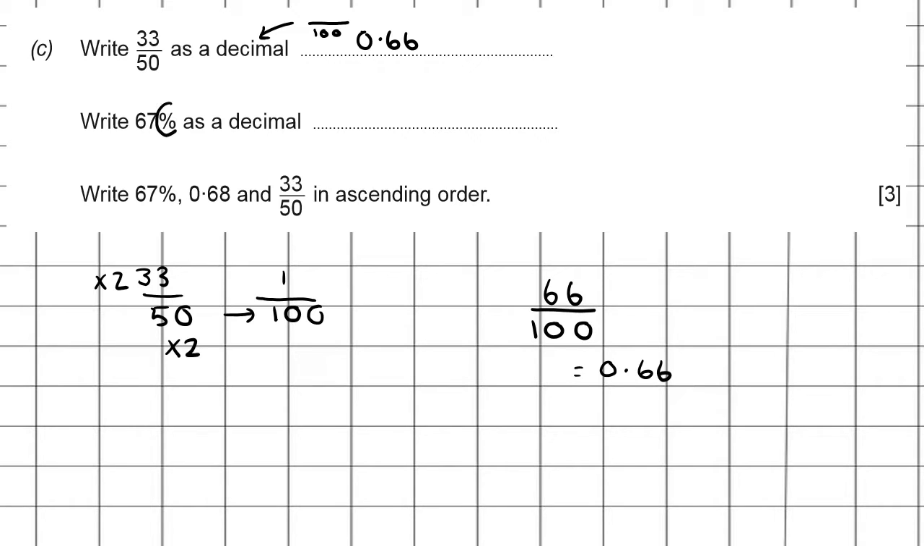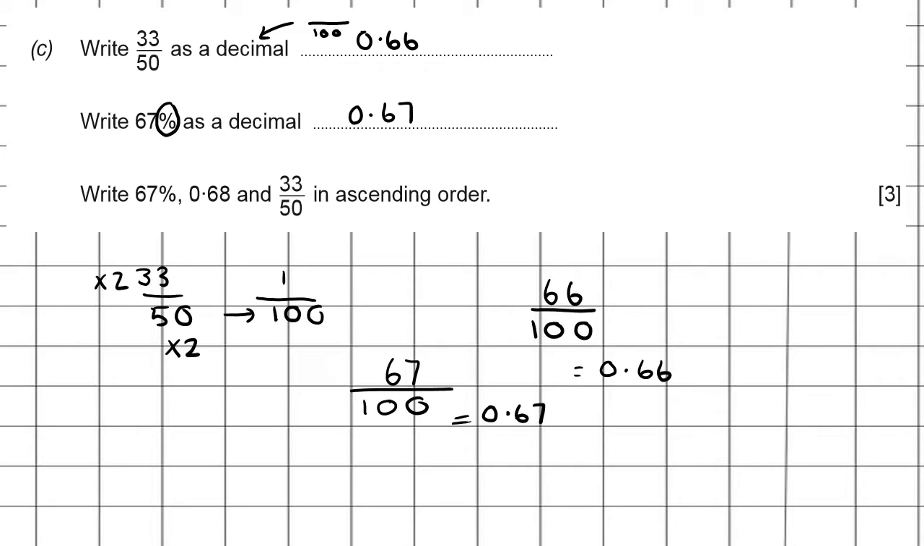Okay, write 67% as a decimal. Okay, so percent means out of 100. So for 67 out of 100, therefore, again, doing the same, 0.67.